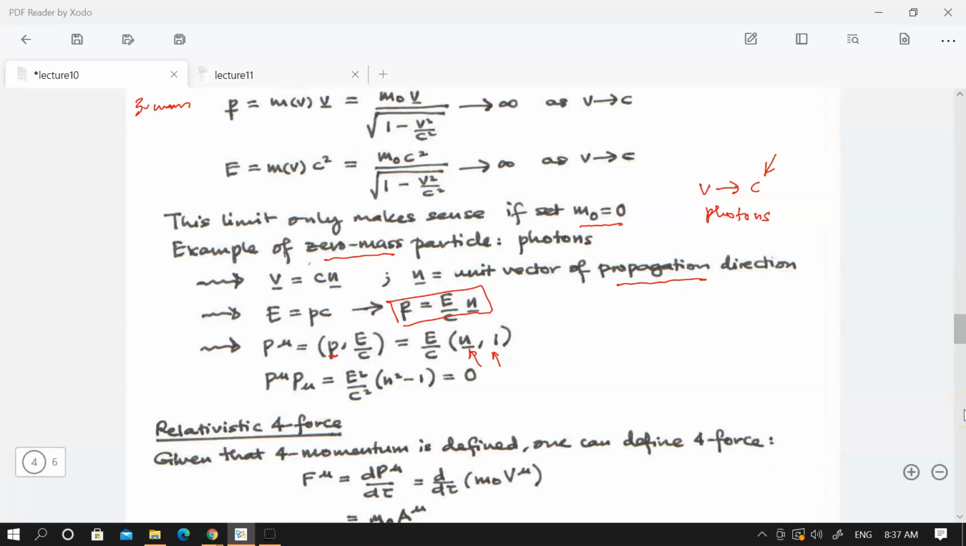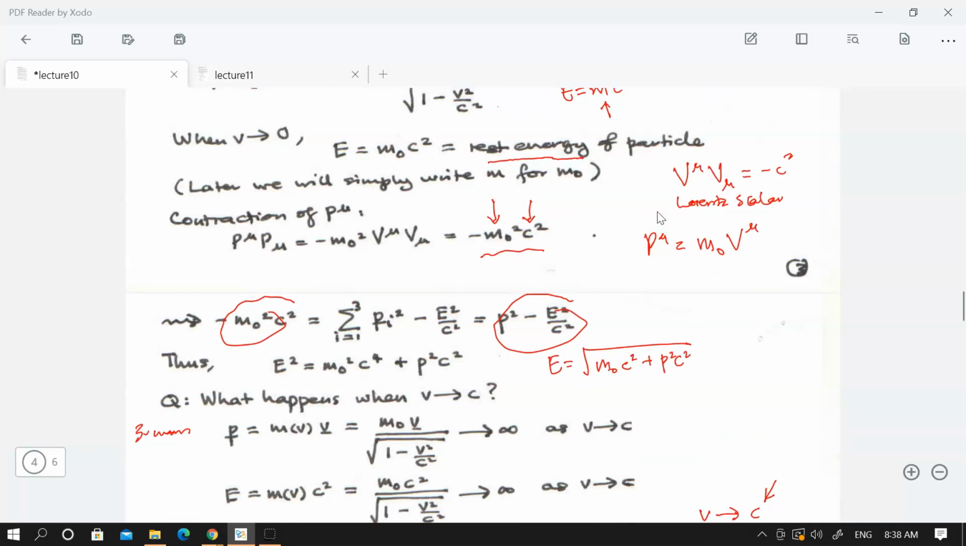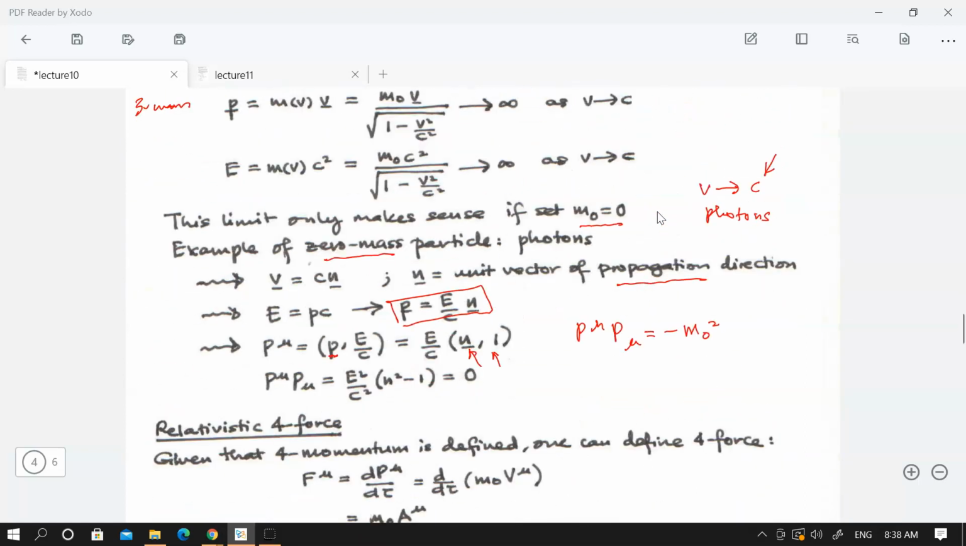The other thing one should also check is the Lorentz scalar, p mu p mu. Previously we had this to be m naught squared c to the fourth, or m naught squared c squared. I can't remember now, I always forget these things. Yes, m naught squared c squared. So what happens in this particular case? We have to make sure that this is also consistent. Well, your m naught is 0, so you expect this to be equal to 0.